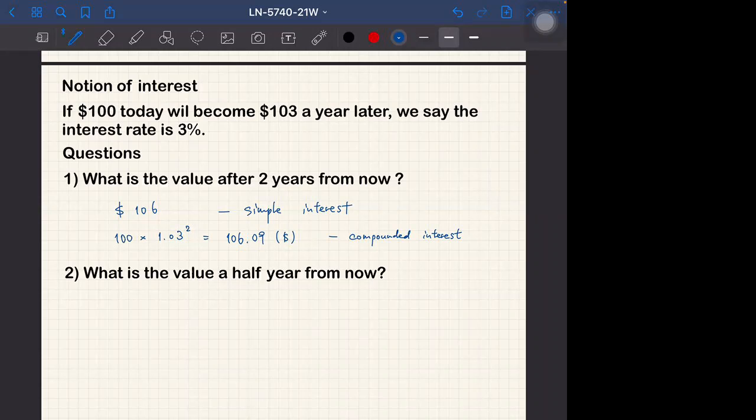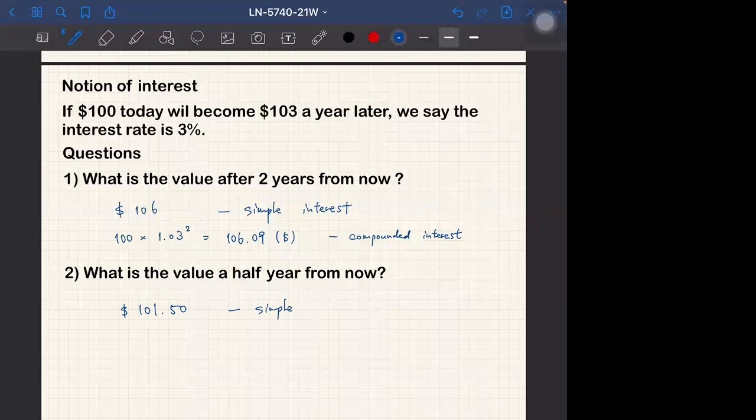Then the next question is, what is the value a half year from now? So the $3 per year. So often, practically, we use just a half year. So $101.5 a half year from now. So this is, again, the simple interest rate.